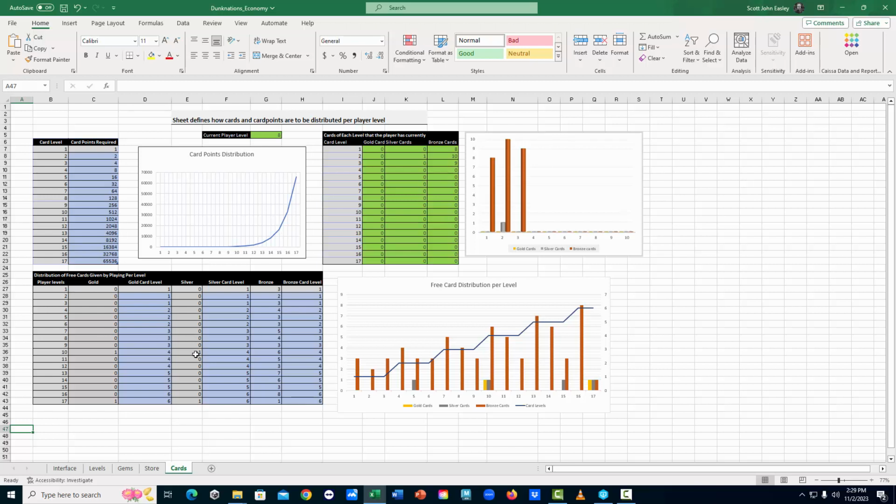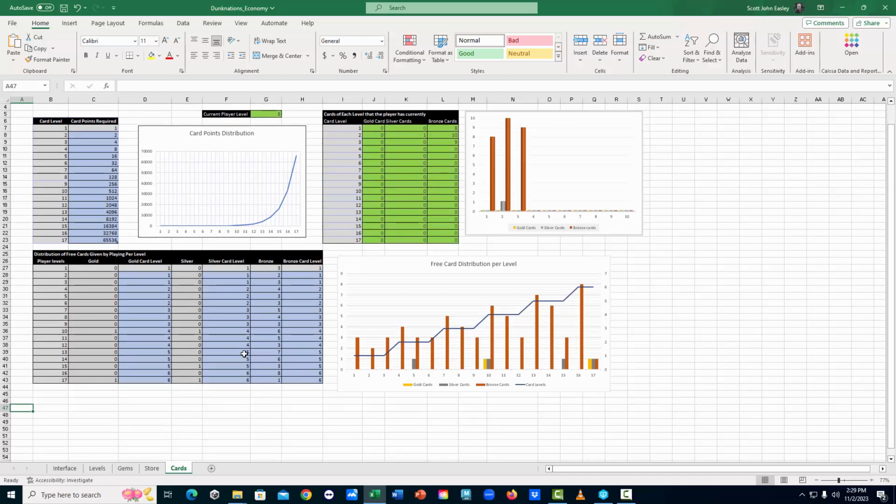Now, at every player level, we are giving some amount of free cards to the player. There are 3 types of cards in this game. There are gold cards, silver cards, and bronze cards. And each card has a particular card level. The player levels and the card levels are completely independent of each other. In this game, we have just 17 levels. So we've distributed how many free cards we are giving in this game according to the levels. Gold cards are super rare, silver cards are rare, and then bronze cards are given frequently.